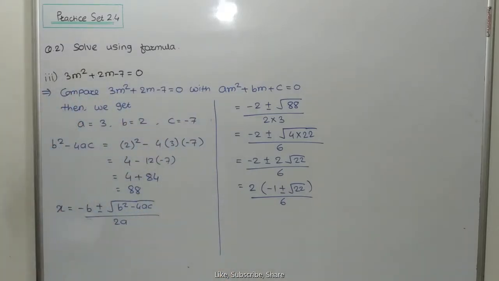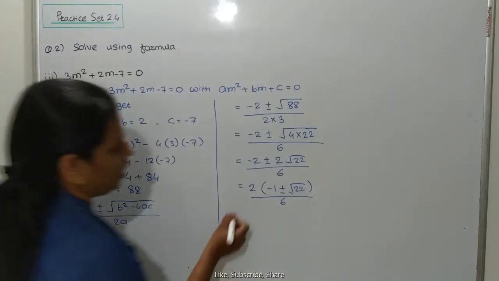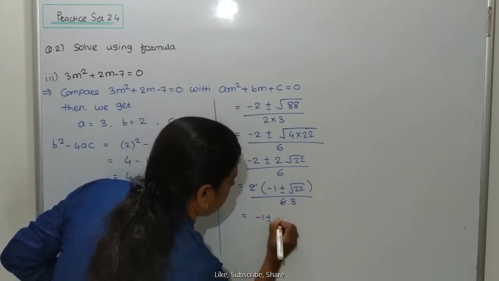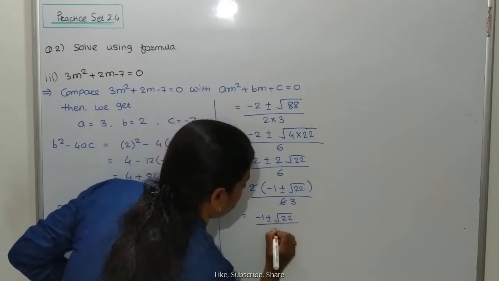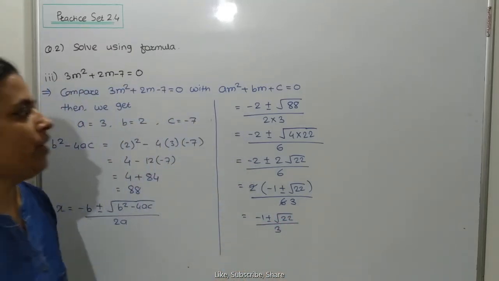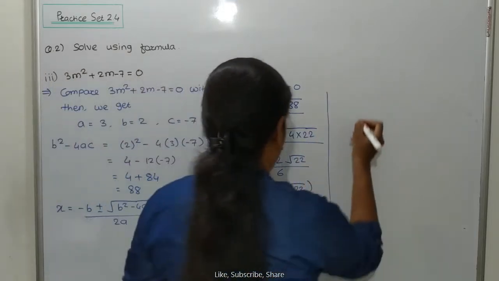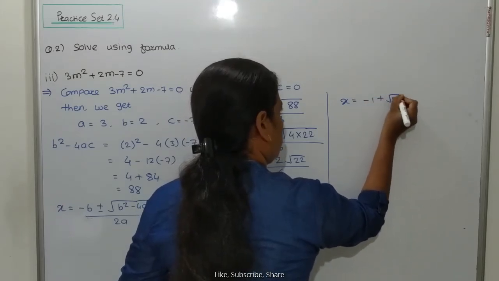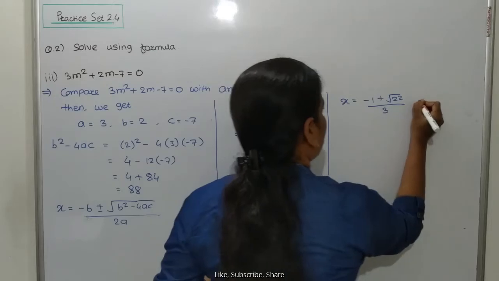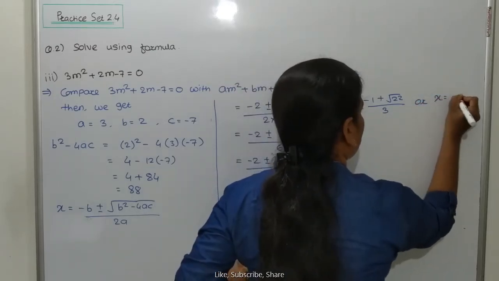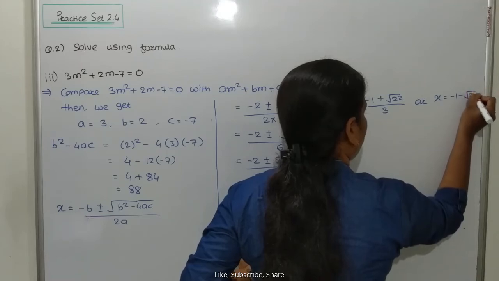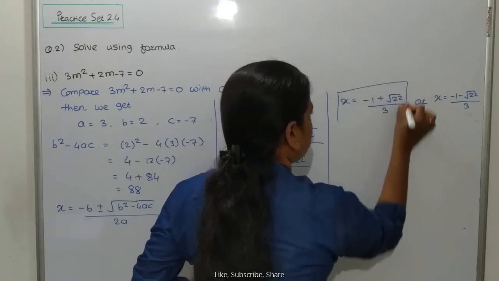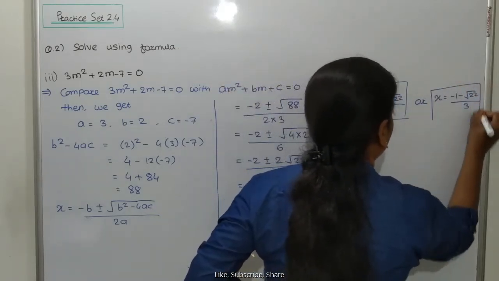Now divide this one. 2 1s are 2 and 2 3s are 6. That means we have to write down here minus 1 plus minus root of 22 upon 3. That means whatever the value of x is equal to -1 plus root 22 upon 3 or x is equal to -1 minus root 22 upon 3. That means we have to get these two roots. This one is the first root and this one is the other root.